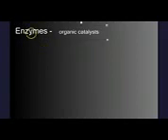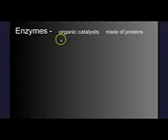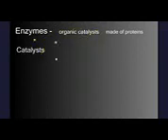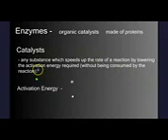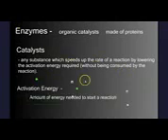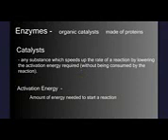Enzymes are organic catalysts. They're made of proteins. So if we know an enzyme is an organic catalyst, we need to ask ourselves, what is a catalyst? Well, a catalyst is any substance that speeds up the rate of a reaction by lowering the activation energy required without being consumed by the reaction. The activation energy, like we said before, is the amount of energy needed to start a reaction. So when we look back at this, substance W is an enzyme. Its presence speeds up the rate of this reaction by lowering the amount of activation energy required.